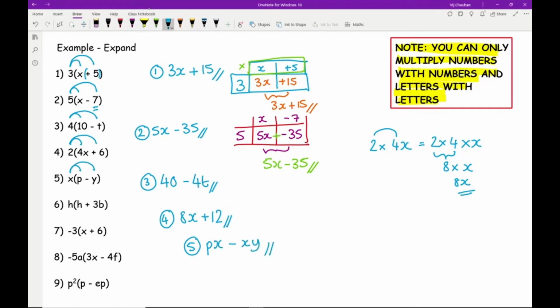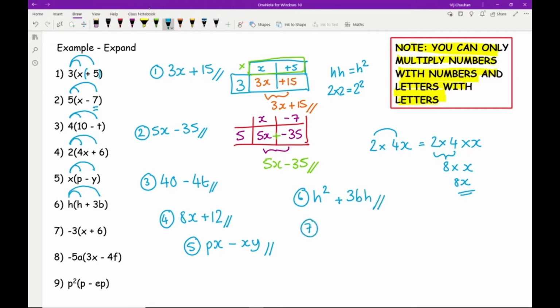With question 6, again I've got letters, so I've got h times h. Now I could write this as hh, however that's the same as 2 times 2, in which we can write this as 2 squared. So h times h, we can write that using powers as h squared, plus, and then I've got 3 times h times 3b, so I've got 3, and then I've got to multiply h by b, so that's just bh, and there is my final answer.